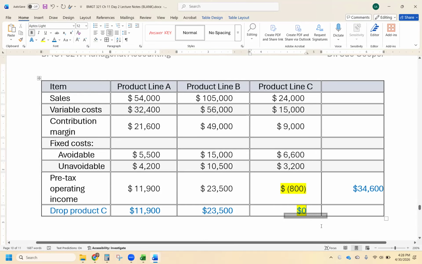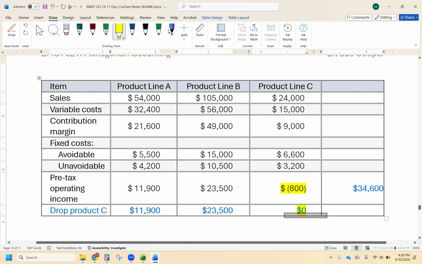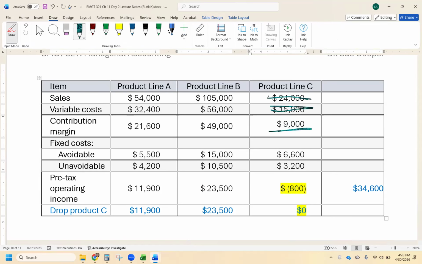Yes. The question about whether to drop a product line lies in those fixed costs. Dropping a product line will eliminate the variable costs and the revenue always. So it'll always eliminate the revenue and the variable costs. So those will go away. Those will all go to zero.